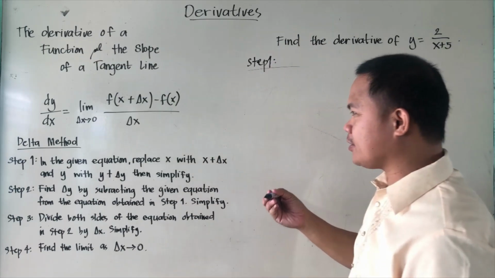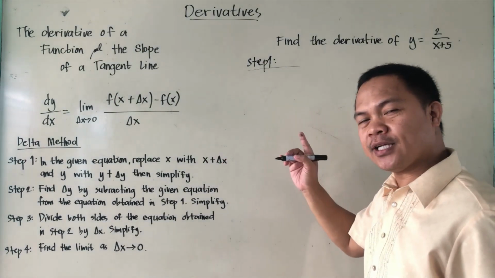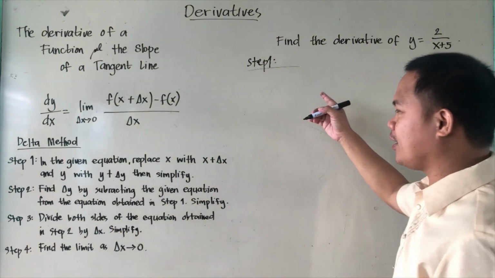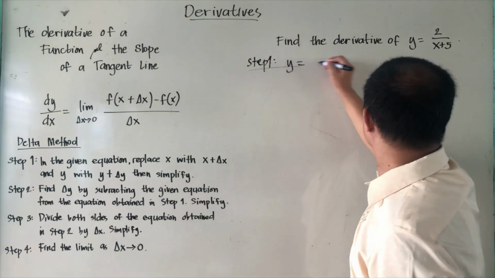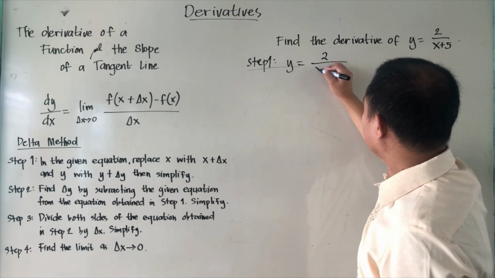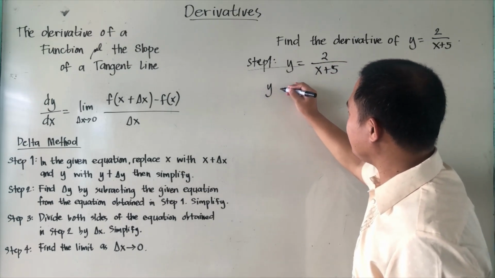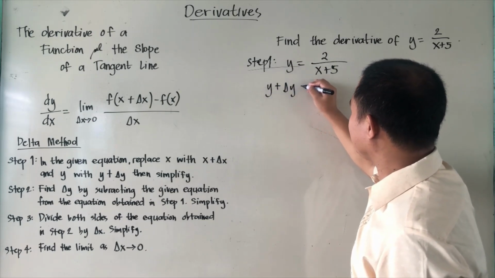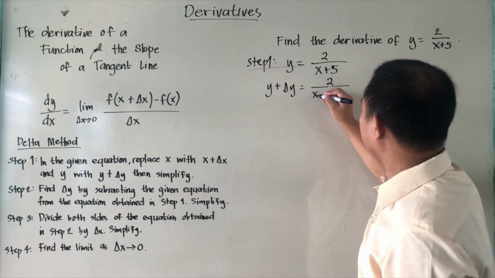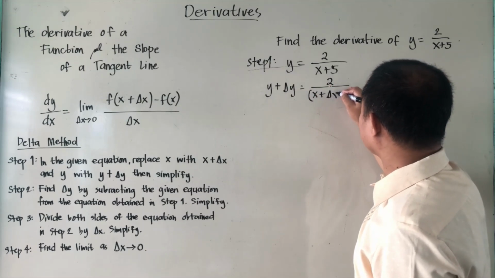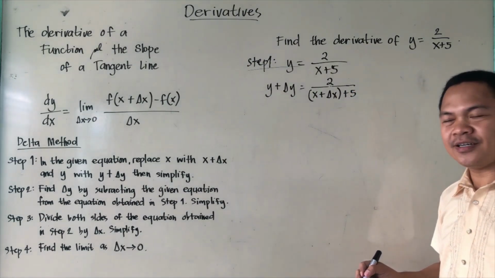Okay, step 1 states that we need to replace y with y plus delta y and x with x plus delta x. So y is equal to 2 over x plus 5. So we have y plus delta y is equal to 2 over x plus delta x plus 5. Are you following?